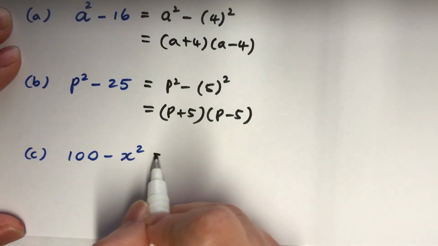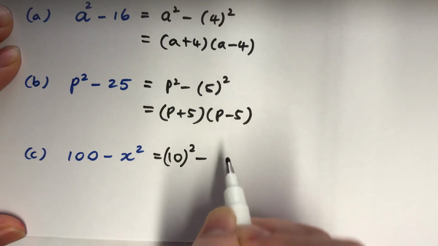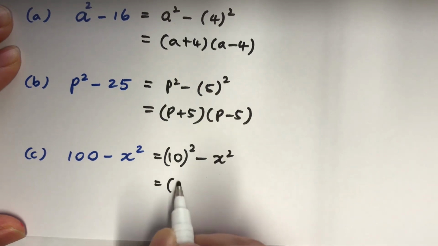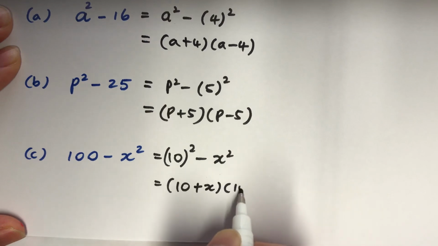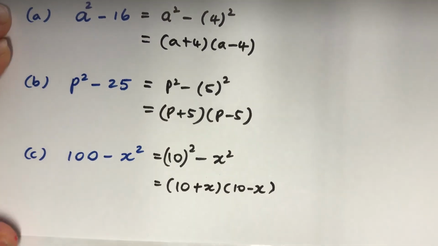And here, exactly the same thing. x squared. So difference of two squares is 10 plus x, 10 minus x. Excellent. Well done.